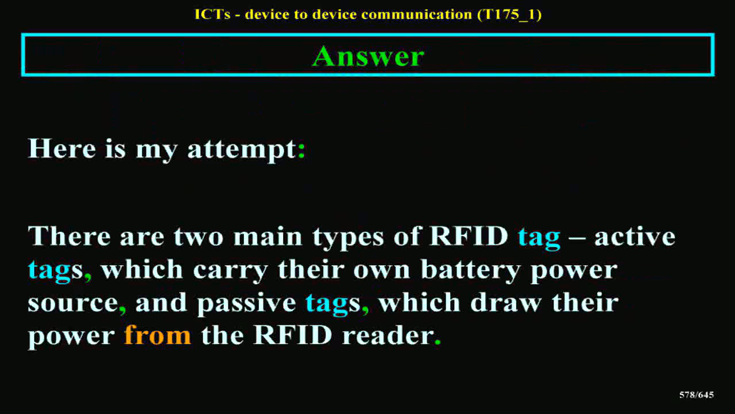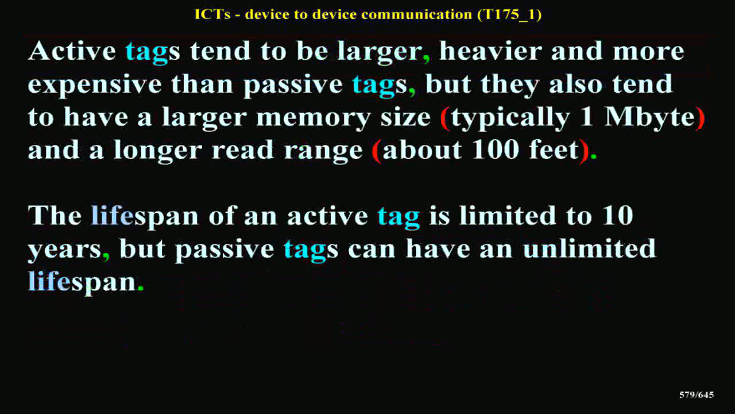There are two main types of RFID tag: active tags, which carry their own battery power source, and passive tags, which draw their power from the RFID reader. Active tags tend to be larger, heavier and more expensive than passive tags, but they also tend to have a larger memory size, typically 1 bit, and a longer read range, about 100 feet.